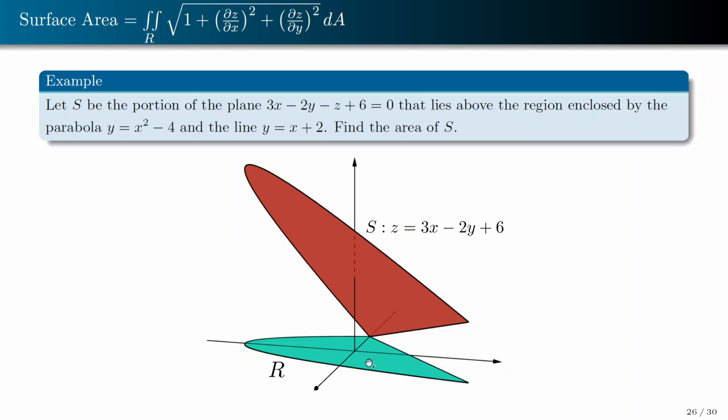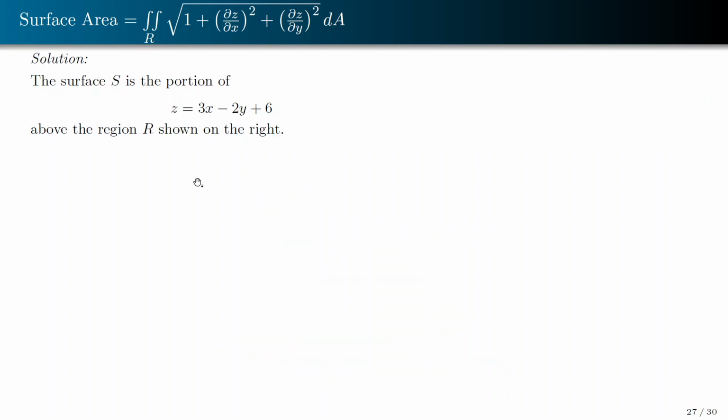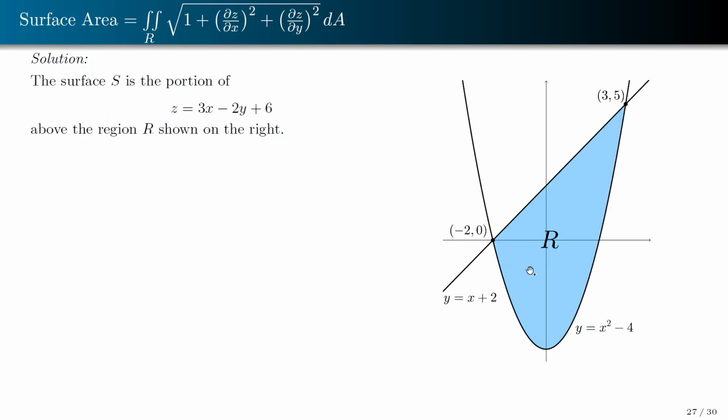So para mas malinaw, usually nakatulong kung sketch natin separately itong region R na to. Okay, so for the solution, we find the area of the portion of this surface over this region R. So kailangan nyo lang i-sketch yung region na yun. So siguro alam nyo na yung graphs ng y equals x squared minus 4 tsaka y equals x plus 2. Tapos you can verify on your own na mag-i-intersect sila sa points na to, sa negative 2, 0 tsaka sa 3, 5. Ayan, so malinaw na sa atin kung ano yung region R na nasa xy plane.